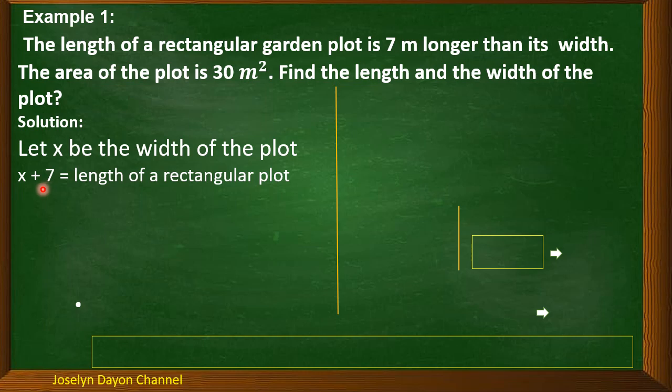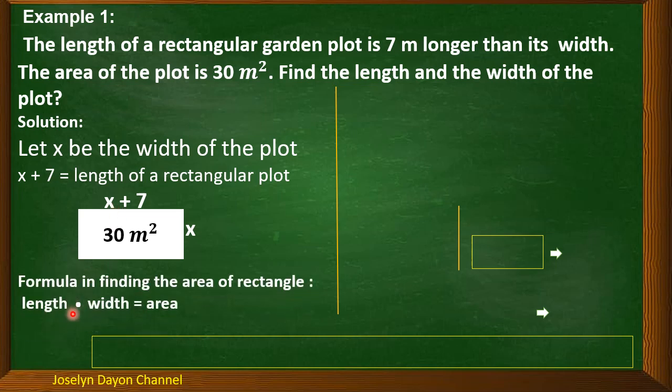Next, to visualize further, let me show to you the rectangular plot. So this is the rectangular plot with an area of 30 square meters. So this is the area. Now, this part here is the width represented by x. And on the other hand, this part here is the length, x plus 7. Remember that the formula in finding the area of a rectangle is equal to length times width.